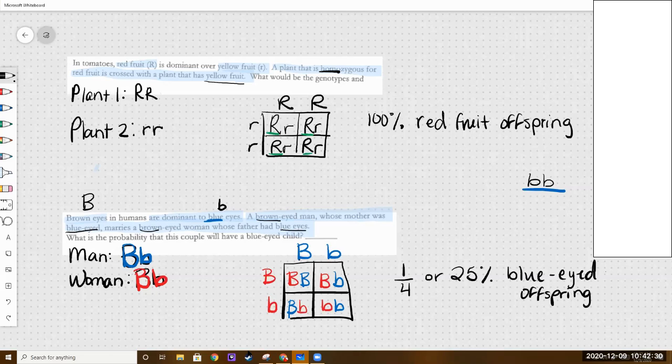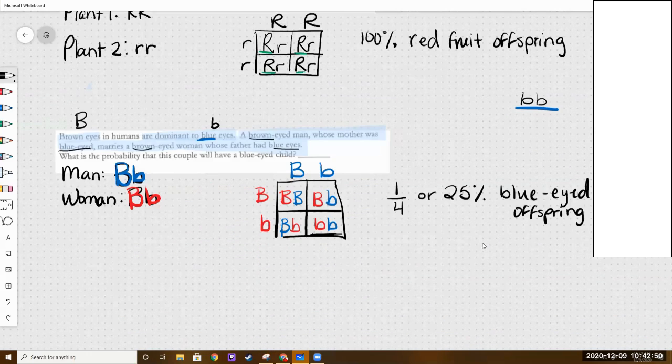All right. Does everyone see why it's 25%? This is the only box that has little b, which represents blue eyes. All of the other ones have at least one capital, so they're going to be brown-eyed. Okay. All right.